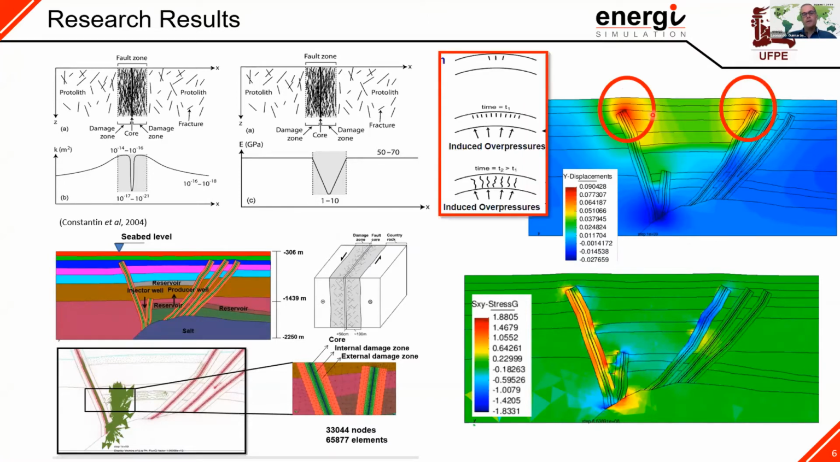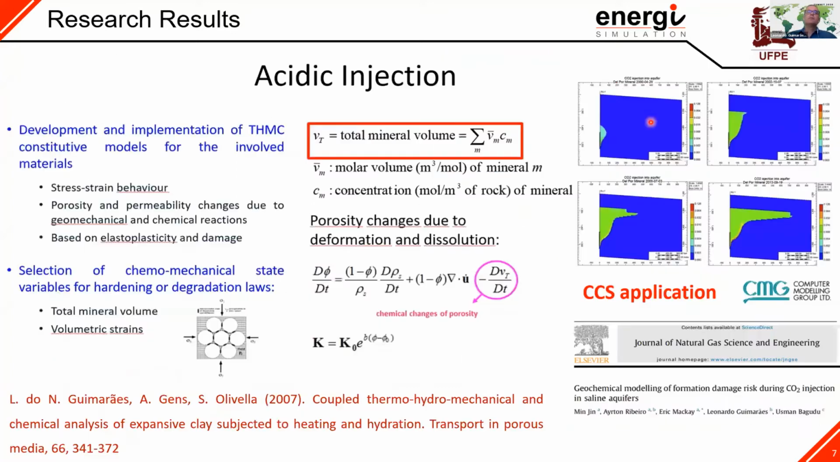But if you are injecting water and CO2 that will mix, that will at the end give us an acid brine, we can have some geochemical phenomena. So geochemical phenomena will cause change of porosity and permeability due to the change of total mineral volume in the medium.